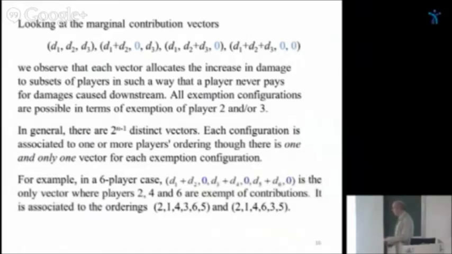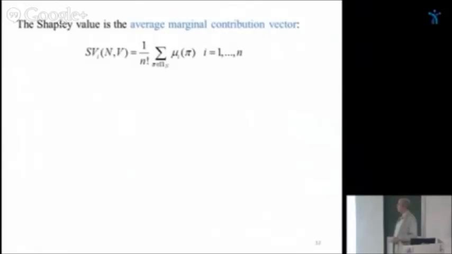So in general, let's look at an example. In the 6-player case, there is only one possibility in which players 6, 4, and 2 are exempted, again under that constraint that the player never pays for damage caused downstream. Okay. So a judge may decide to exempt some players. We know that the first player cannot be completely exempted.